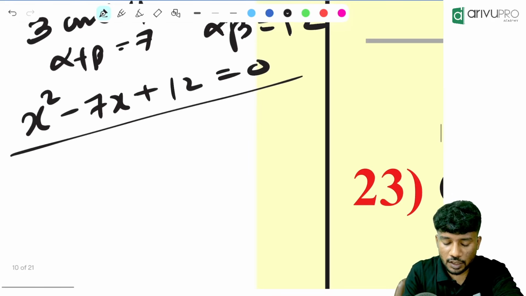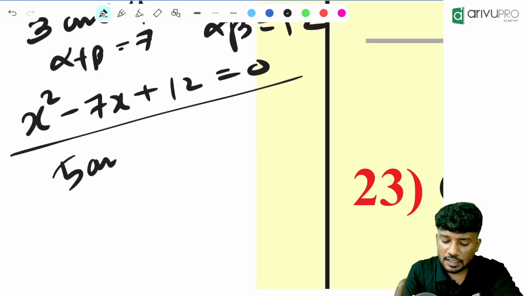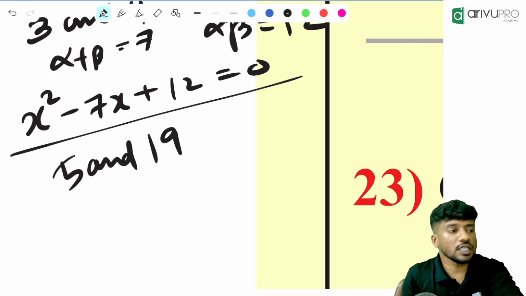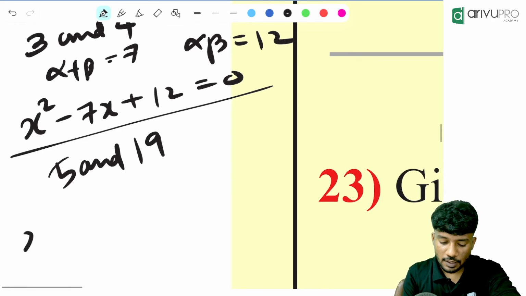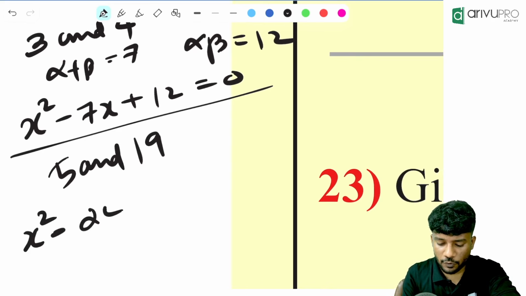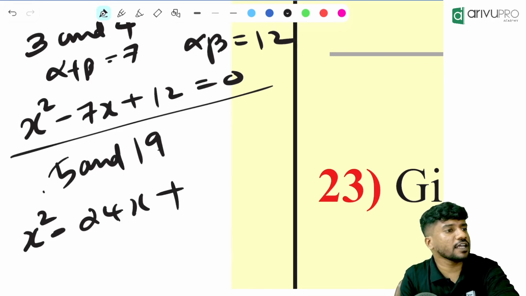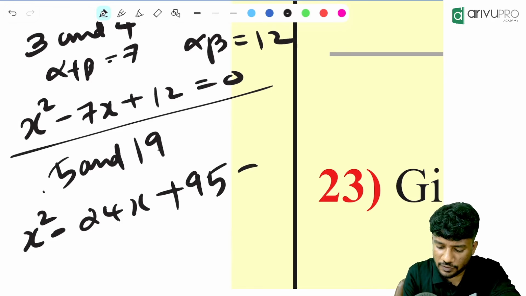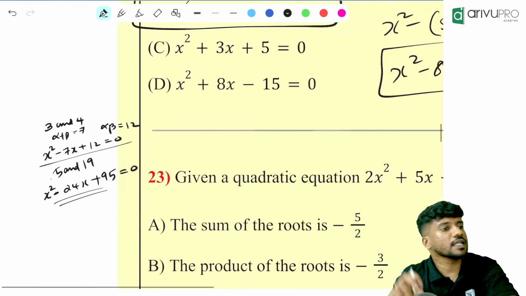What if the roots are 5 and 19? x square minus 24x plus the product of 5 and 19, how much is that? 95. Plus 95 is equal to 0. That's how you will write it.